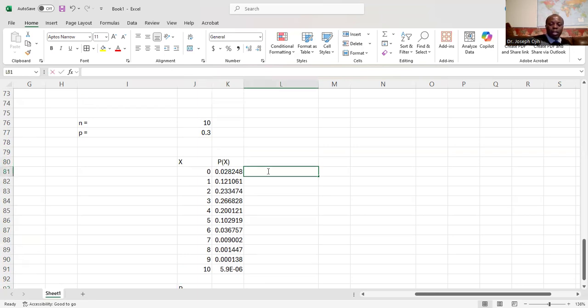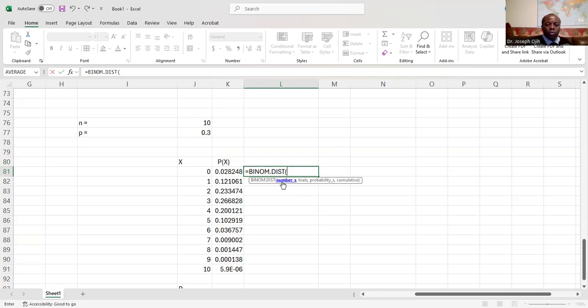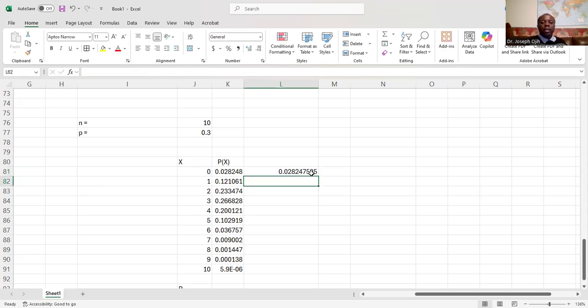Let me do it again. Equals binom.dist. Parenthesis. Numbers. Make sure that your numbers are, click on this. Comma. Trials. How many trials? n is 10. That means 10. Comma. Probability is 0.3. Comma. Then cumulative. Make sure you type in false. Then close it. That's it. Press the enter key to give you this. And then you can copy it down.